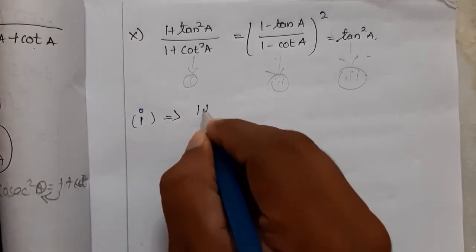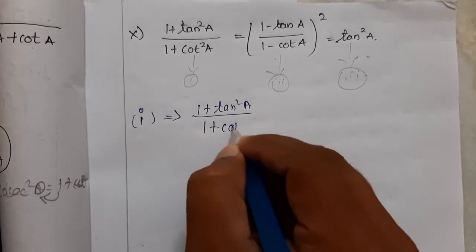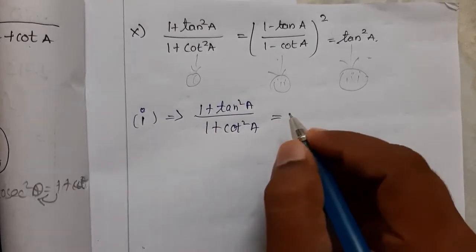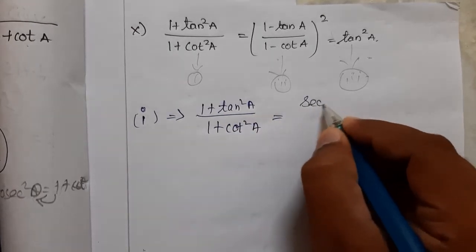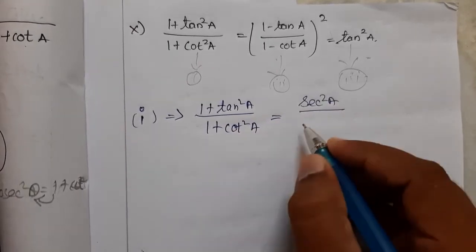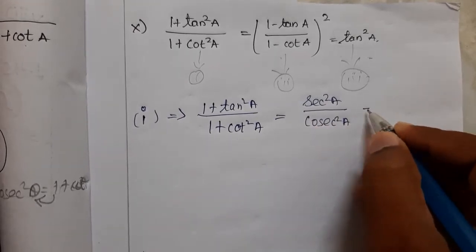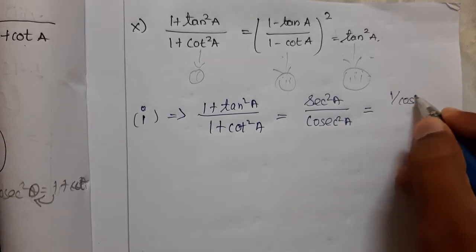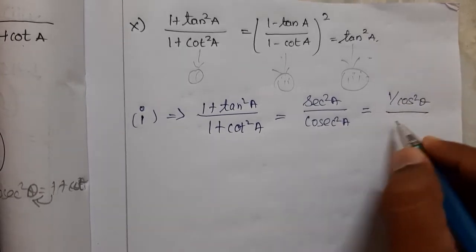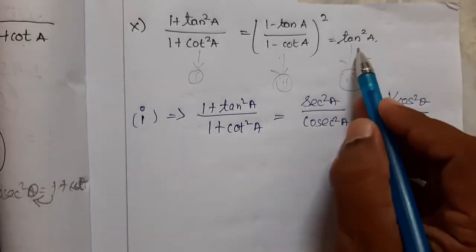So this is equal to (1 plus tan square a) by (1 plus cot square a). Let me use the identities. 1 plus tan square a we can write as sec square a, divided by 1 plus cot square a, which we can write as cosec square a. And sec square a we can write as 1 by cos square a, and cosec square a we can write as 1 by sin square a. This we have changed since we need it in terms of tan.